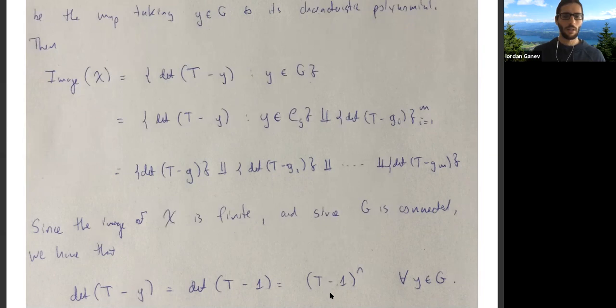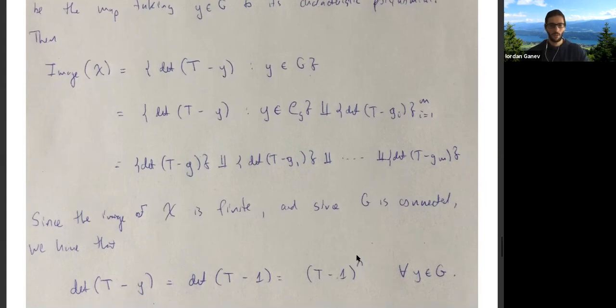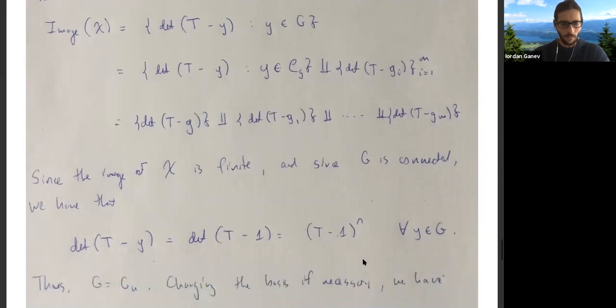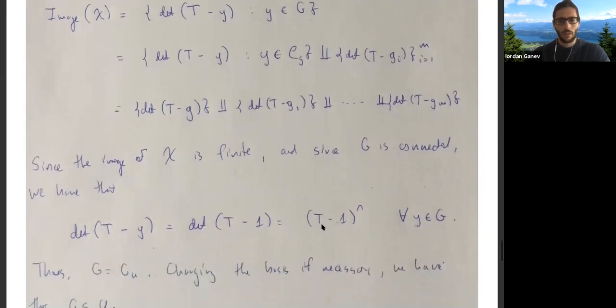and the identity has the characteristic polynomial (T minus 1) to the n. So remember that we embedded G inside of GL_n. So this n could vary depending on our embedding. It's not something that is determined by G. But anyway, we have that the characteristic polynomial of any element in G is (T minus 1) to the n. And that means that 1 is the only eigenvalue of any element in G. So G must be unipotent.